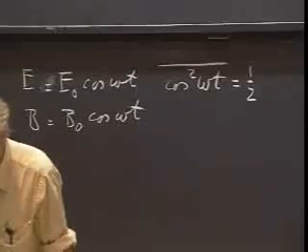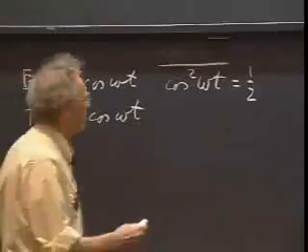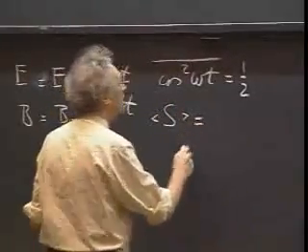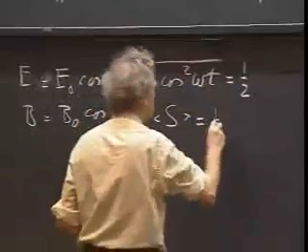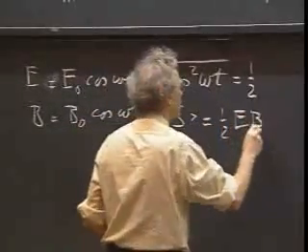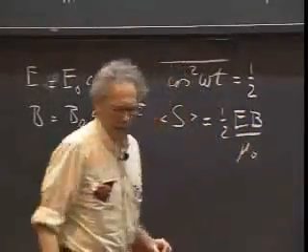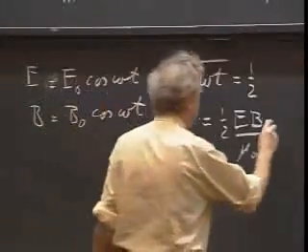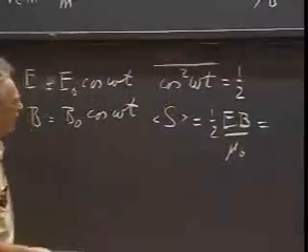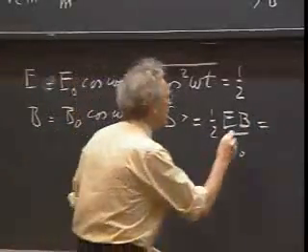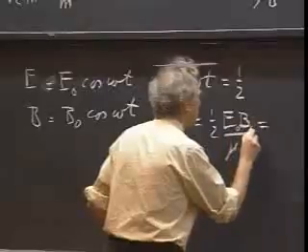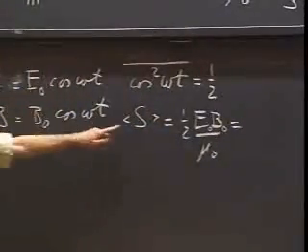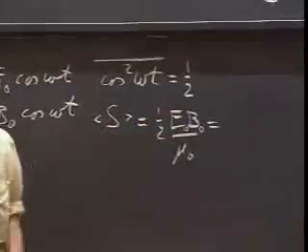And so we can conclude then that the average value of the Poynting vector, time averaged, is 1/2 E B divided by mu 0, for which you can also write 1/2 E0 B0. It's important that you have the E0 because the cosine square average is 1/2. So here are the amplitudes.